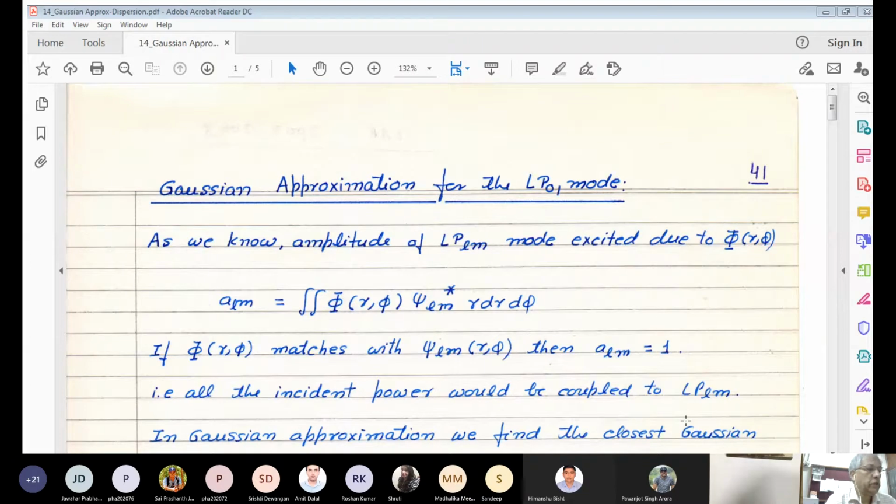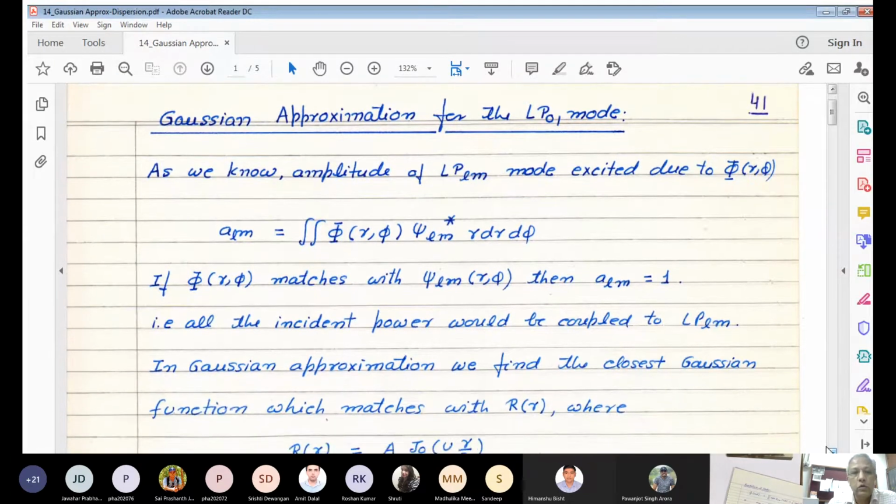And as we had seen in the case of planar waveguide also, excitation, how much power is coupled, or what is the amplitude of a particular mode excited when you launch a certain light beam at the input end of the waveguide. That is basically decided by the overlap integral between the incident field and the modal field pattern. So I have written that expression again here.